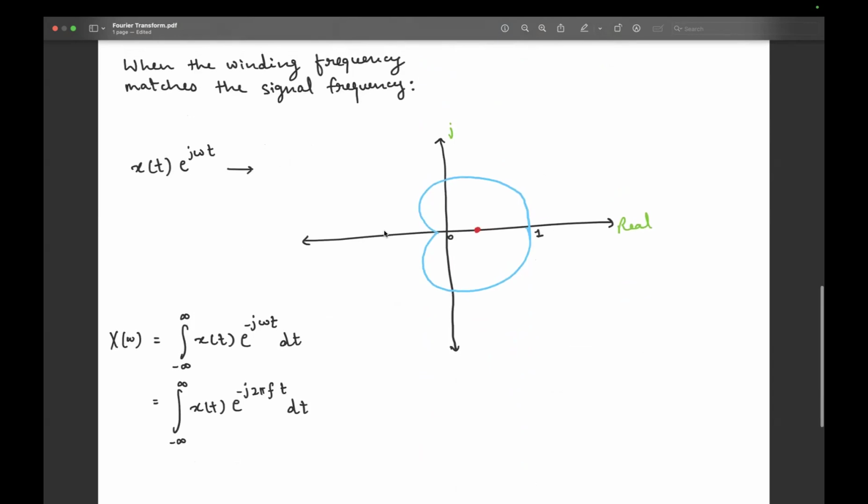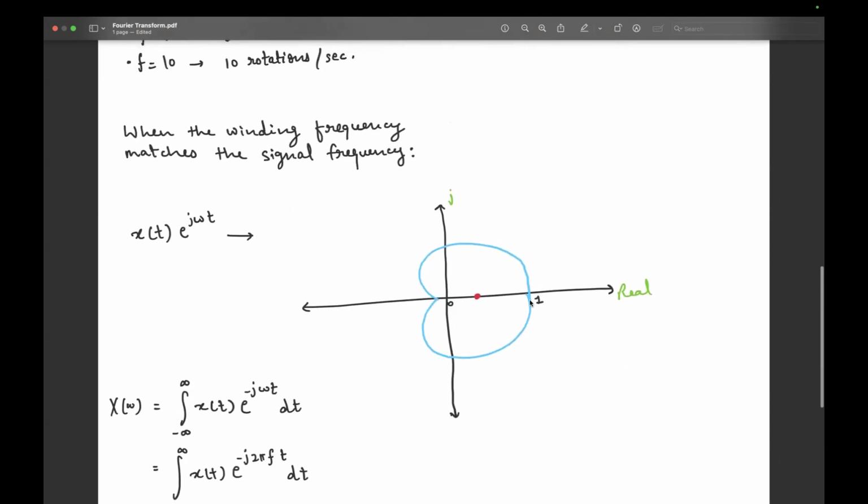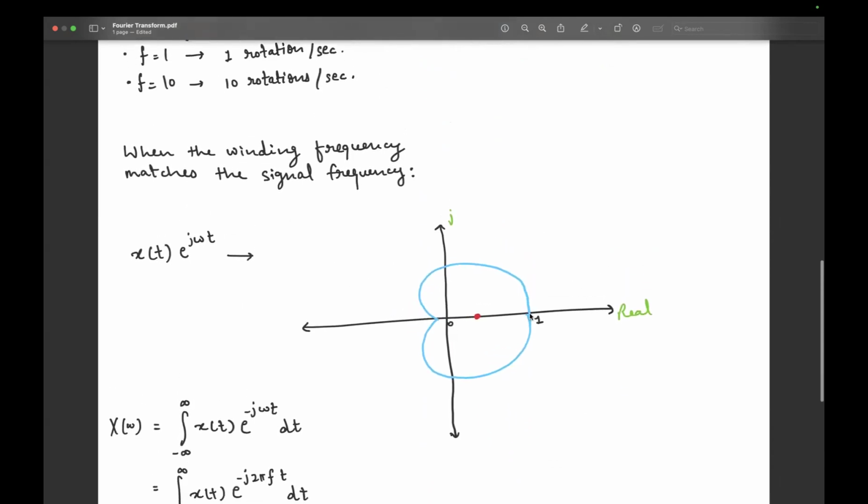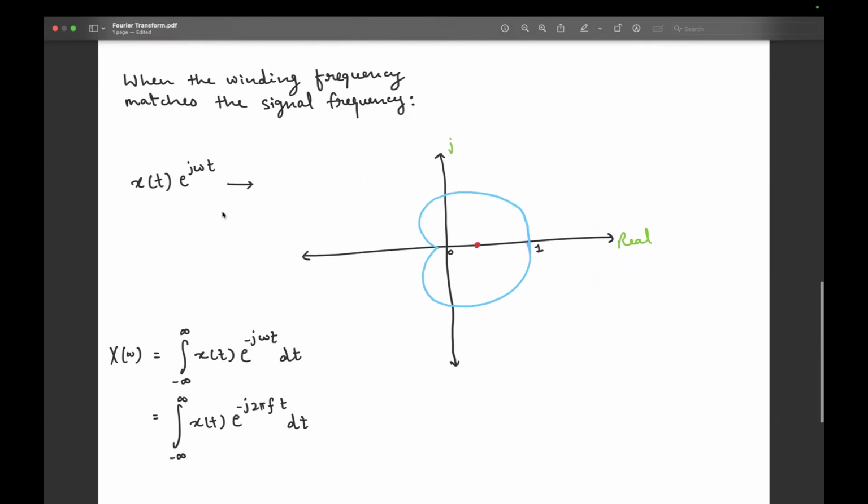Now our graph looks like this. So we start from 1, we go to almost 0, following the cosine wave, and then we go back to 1. So this is one cycle of the cosine wave and one full circle completed around 0 with magnitude of 1. So this is xt times e to the power j omega t.